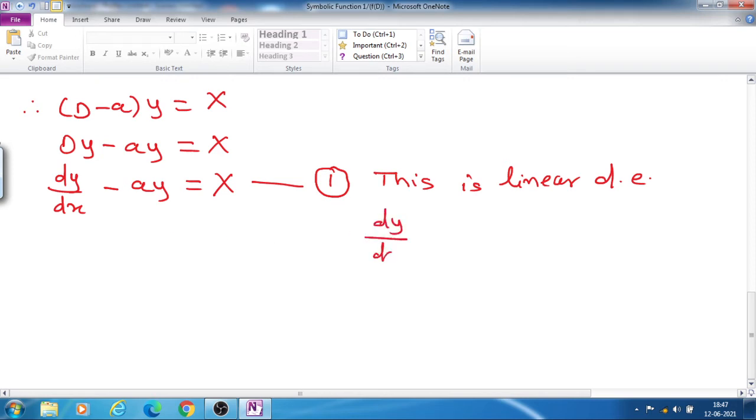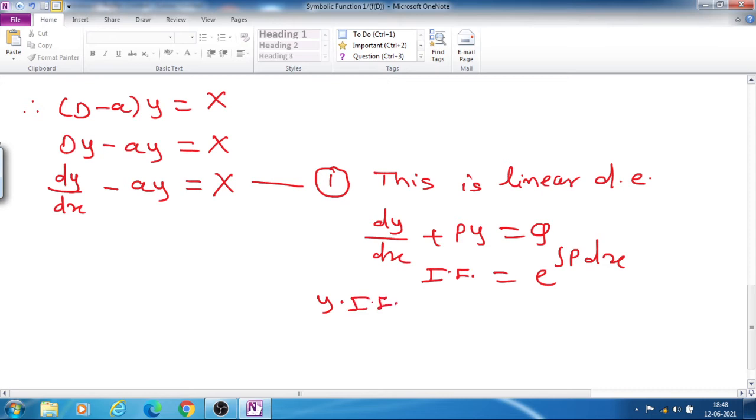The standard form of the linear differential equation is dy by dx plus capital P into y is equal to Q. To solve this equation we must know the integrating factor is equal to e raised to integral P dx. And the solution of a linear differential equation is y into integrating factor is equal to integration of integrating factor into Q dx plus constant c.